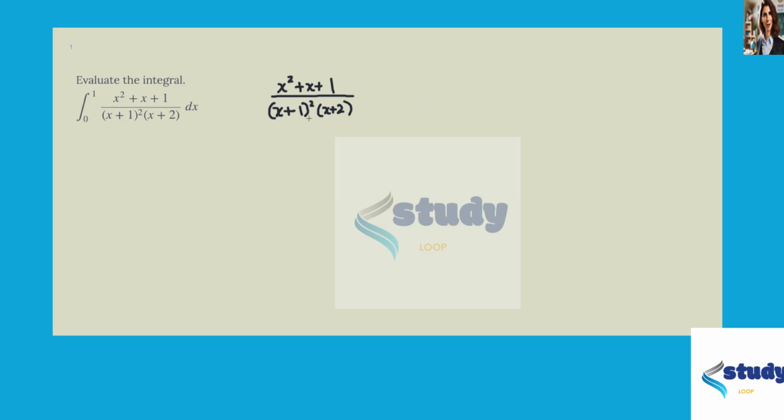Let's evaluate the definite integral from 0 to 1. So the denominator is already factored. Let's go ahead and do a partial fraction decomposition. So we have A over x plus 1. But then since this is a repeated factor, we have another constant B over (x plus 1) squared. Then we have another linear factor over here that's different. So that's C over x plus 2.